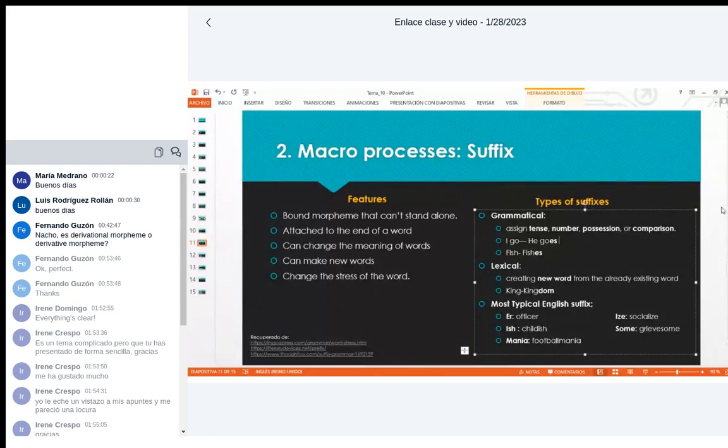So we have the grammatical suffixes, which are the tenses, the numbers, the comparison. For example, he goes, or he fishes, or he's larger than, or he is the largest. Then we have the lexical suffixes, which create a new word, in this case, the case of kingdom. Dom has nothing to do with expressing any tense or possession, but rather a new word. We've got king, rey, kingdom, reign.